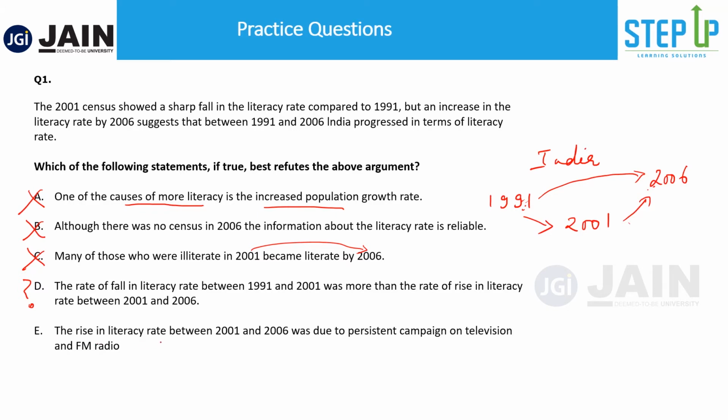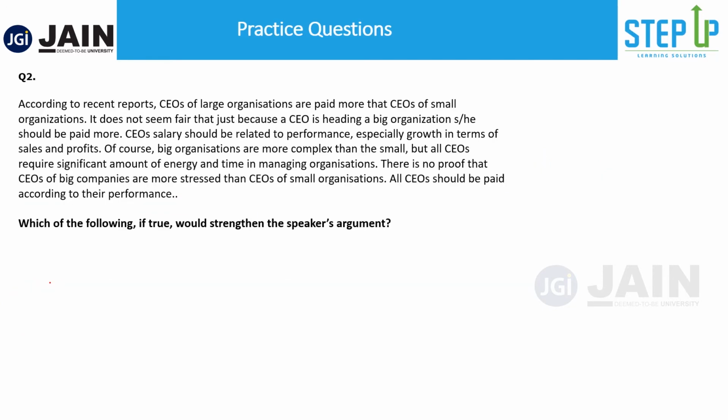The rise in literacy rate between 2001 and 2006 was due to, again, he's saying the rise is because of this reason, but we are not interested in the reason. We have to refute that there is not enough rise. So I think the only option is option D. Let's move to the second question.